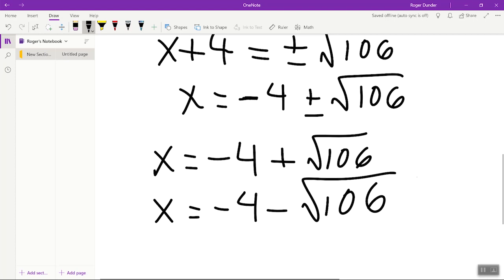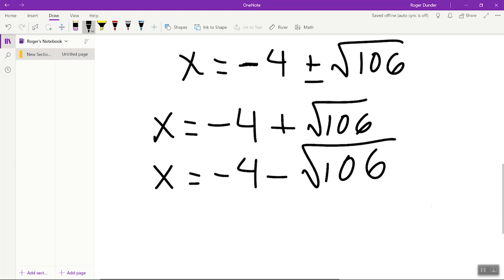Now, I think you recognize that the square root of 106 is slightly greater than 10, right? Because 10 times 10 is 100. So 10 point something will equal 106, all right? So if we are subtracting, this root right here is going to be negative. The value of x would be negative.